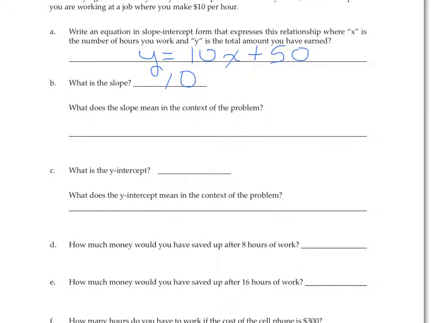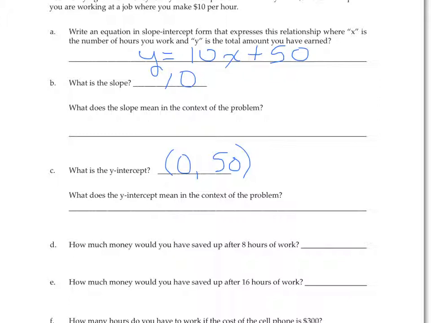What is the y-intercept? y equals mx plus b. The y-intercept here is 50. The y-coordinate is 50. The whole intercept is (0, 50). What does that mean in the context of this problem? Well, remember, x is how many hours you worked. So if you worked no hours, you didn't work any more than you already have, you would have $50 saved up already.